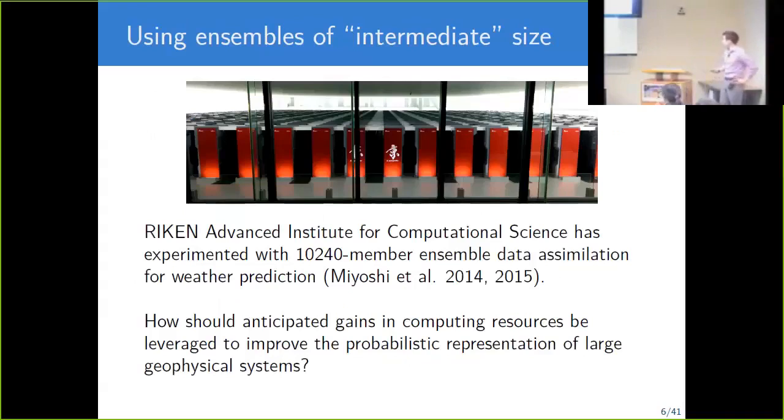But there are groups out there, such as my colleague Takimasa, who actually used to have the job I have now, who's experimenting with 1,000 to 10,000 member ensembles for data simulation. If you have the resources that someone like he does at the Riken Center in Kobe using the K computer, how would you use those resources? This is a big motivating factor for a lot of my work with particle filters, which I'm going to talk about in the next few slides.